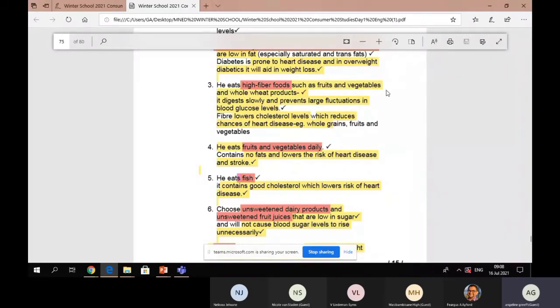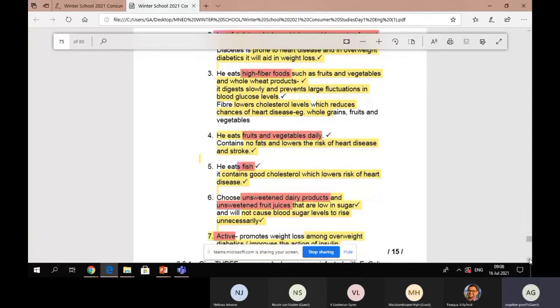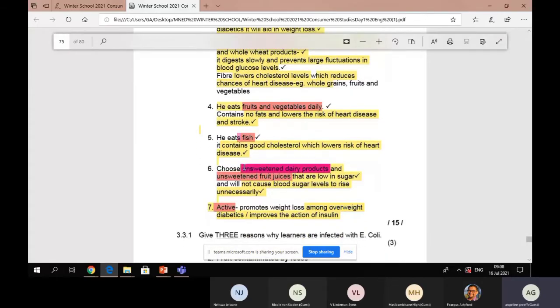But in order for you to get to that, you will obviously have to know your work. Unsweetened dairy products, unsweetened fruit juices. We know that these are low in sugar, so this will not cause blood sugar levels to rise unnecessarily. Then active. He is active, which promotes weight loss among overweight diabetics, we know that. But also when you're active, it improves the action of insulin, the insulin works better.